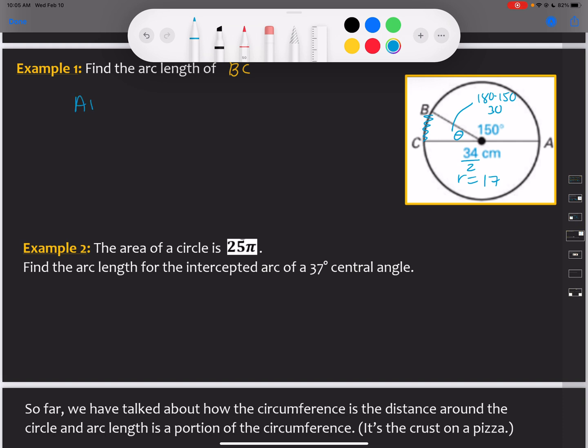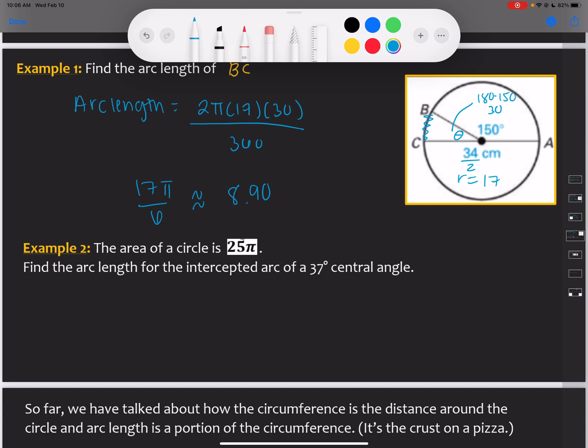And then just substituting into our formula, nothing too complicated here. So 2 pi times 17, theta is 30, over 360. Your exact answer is 17 pi over 6, or approximately 8.90.